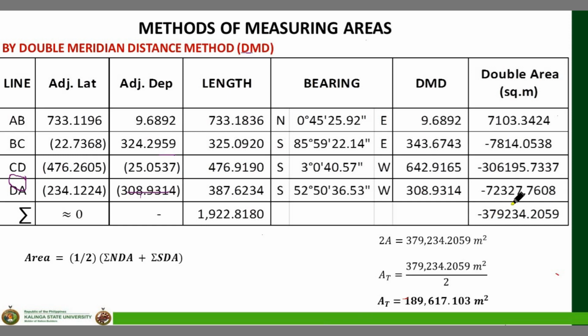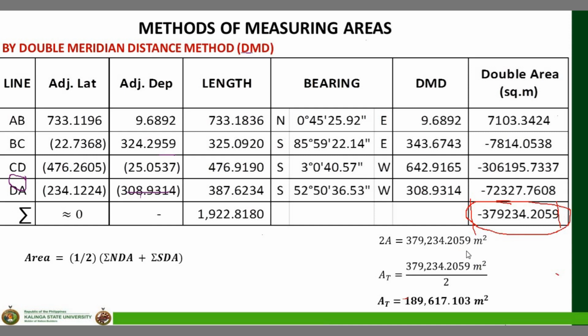So, ang ginawa ko dito, this is the summation of NDA and SDA. That is 379,234.2059. You have to take the absolute value. Baka mo't siguro tinakita yung area na negative niya. Positive po ang mga areas natin. So, you have to take the absolute value.